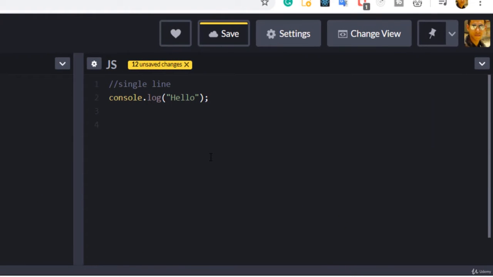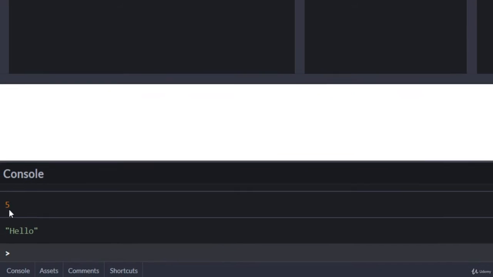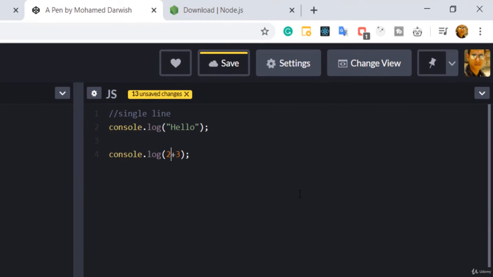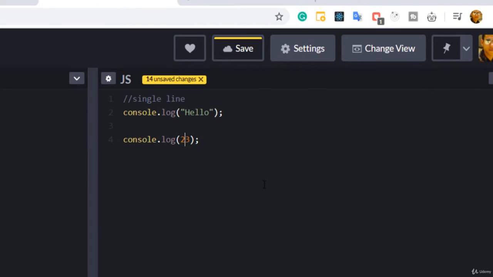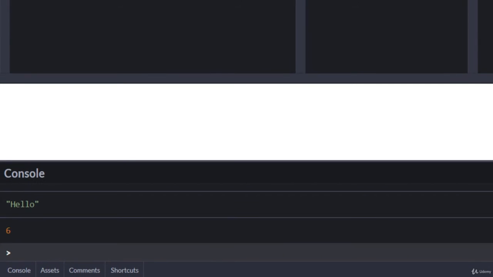First of all, let's have here console.log(2 + 3). As you can see, it will provide you with the result, which is 5. Perfect. The other one is definitely going to be subtraction, 2 - 3. Here it is, -1. And about multiplication, 2 * 3, it will provide you 6.